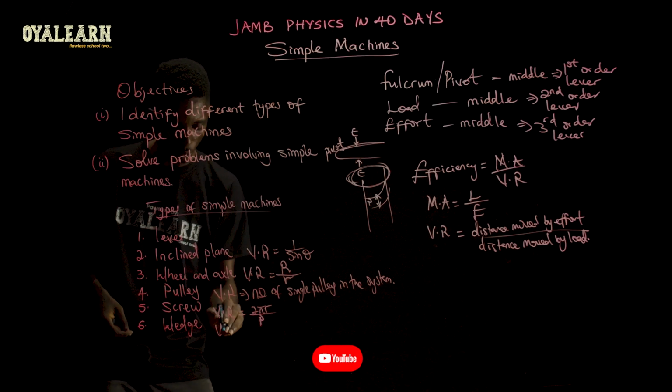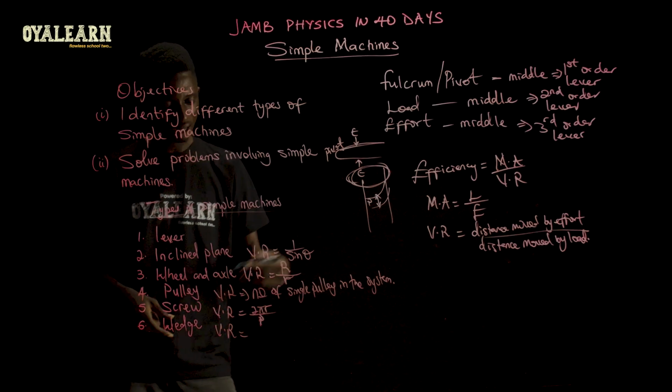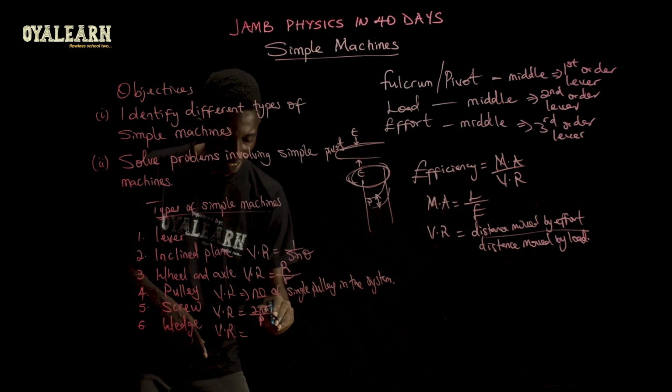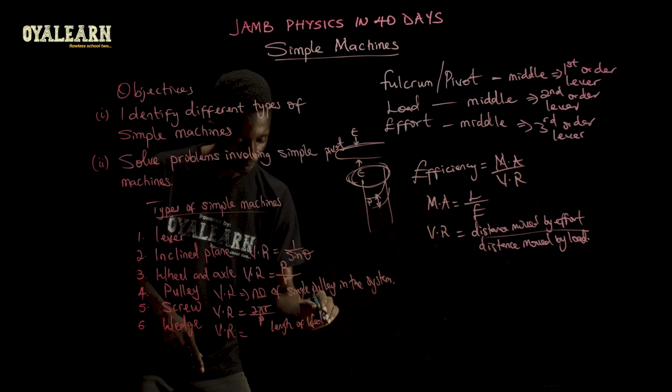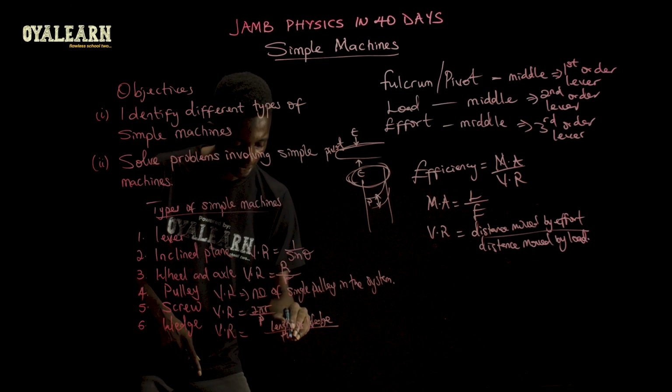And then in the case of a wedge, the velocity ratio is given as the length of the wedge over the thickness.